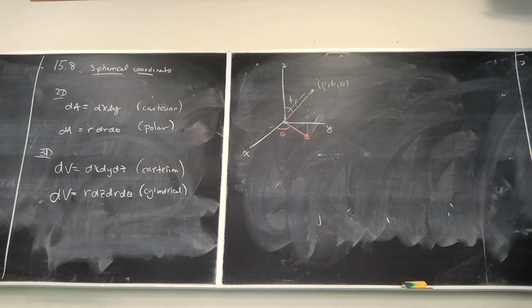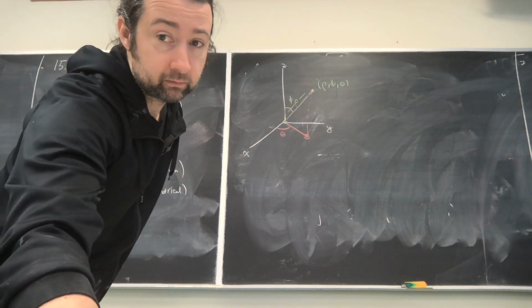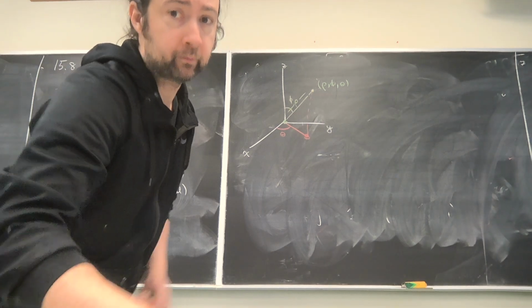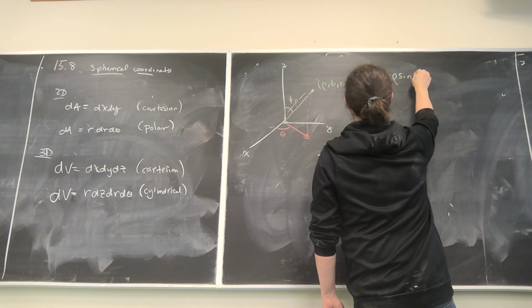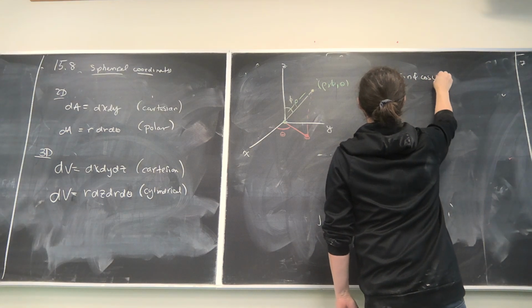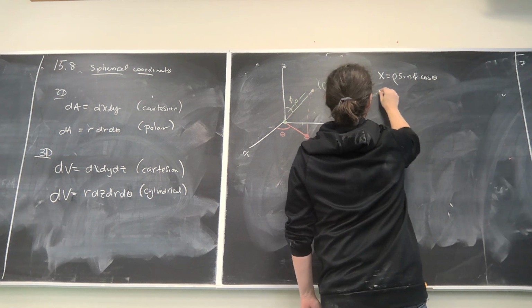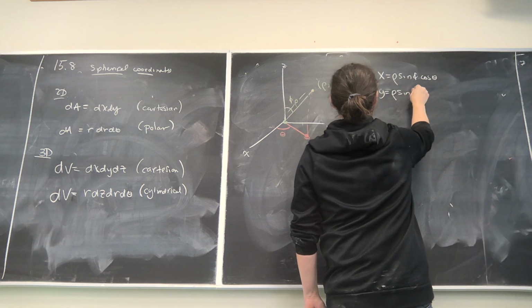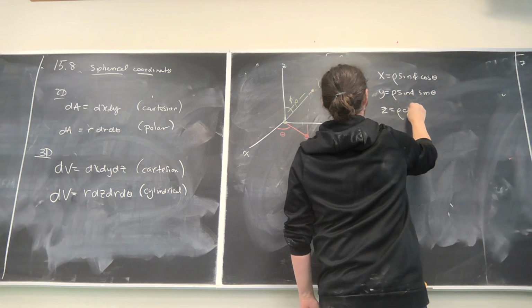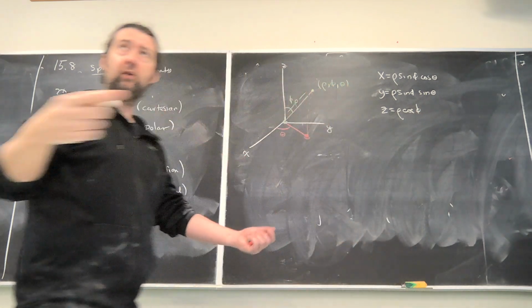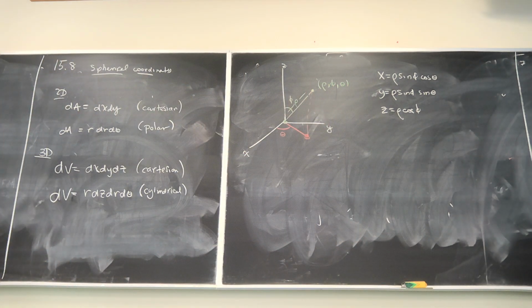The coordinate change that comes along with that was x is equal to rho sine phi cosine theta. y is equal to rho sine phi sine theta. And z is equal to rho cosine phi. So it's a more involved coordinate change. And of course the reason it's more involved is because when you transition from working in rectangular coordinates to things where things are round, you're going to pick up a lot of trig functions.